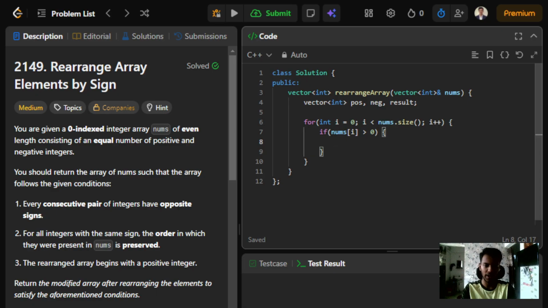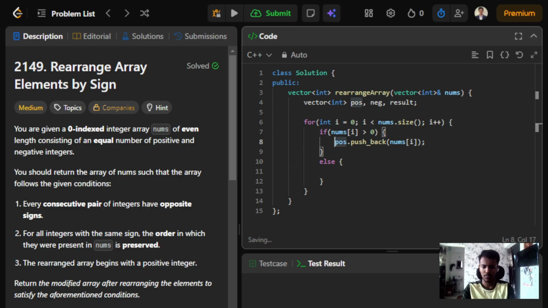we'll push back. How do you write the syntax of push back? Wait a second. Okay, yeah. The array I want it to go in, push back, what I want to add in, nums of i, right? When it's positive, we push in the positive array, else we push in the negative array, right?